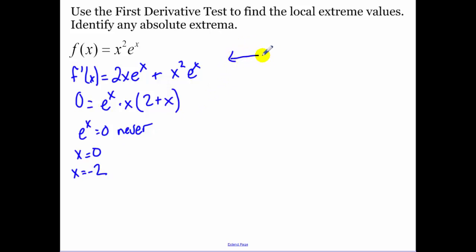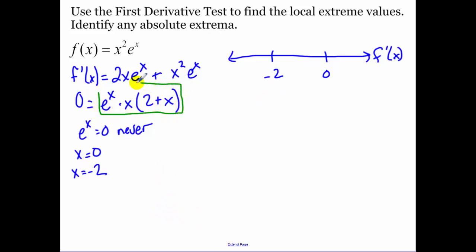So again, do your little number line, and we're looking at what the sign of f prime of x is doing. So when I plug in a number less than -2, what I'm going to do is plug it into this factored form so I can look and see. E to the x is always positive, so we really don't even have to worry about that. This x is going to be negative for numbers less than -2, and say if I plug in a number less than -2 here, we're also going to be negative, resulting in a positive, which means I'm increasing.